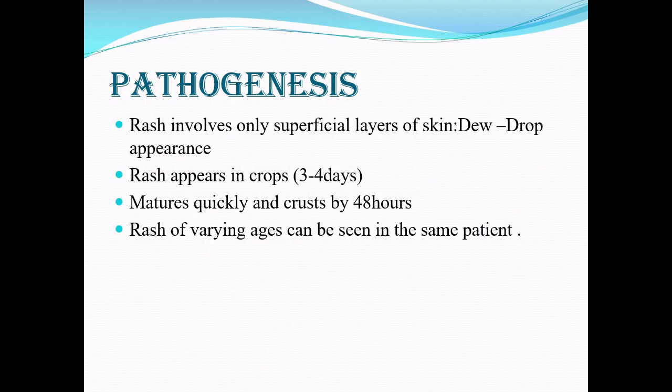So the rash involves only the superficial layers. It's what is called a dew drop appearance. It just appears like a drop of dew on a leaf. The rash will appear in small groups, or what are called crops, at 3 to 4 days interval, and it matures quickly and slowly crusts off. So in a patient, you will see lesions of different stages. Some of them will just come up, some are slowly turning into vesicular or pustular stages, and some are just scabbing out.